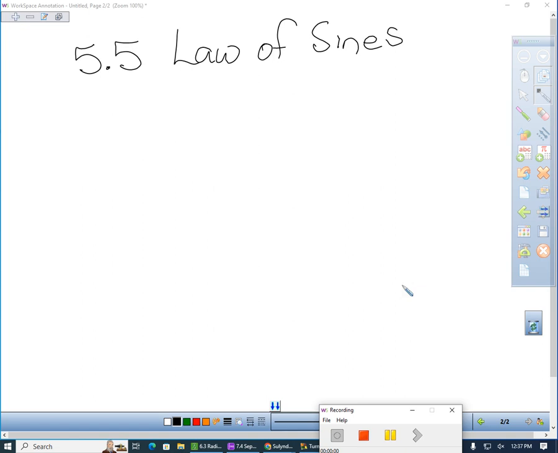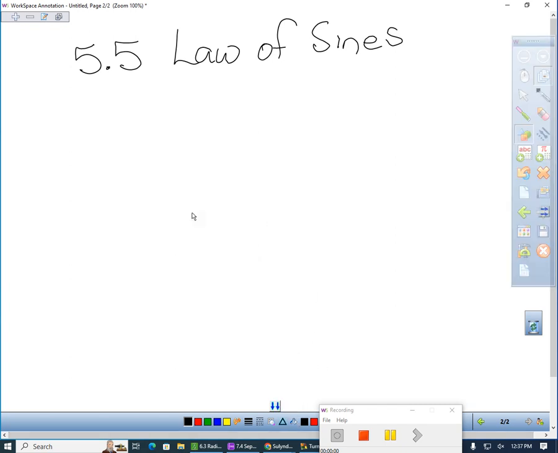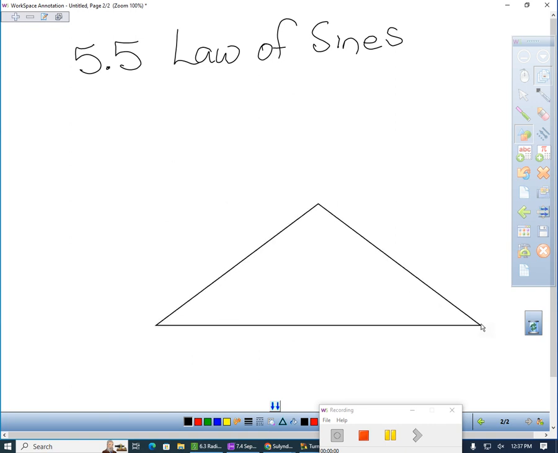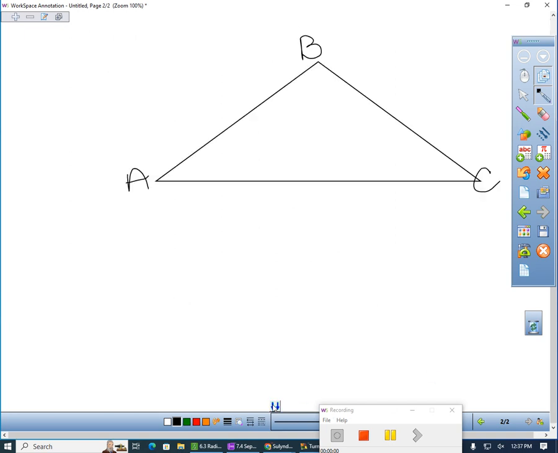So, first thing I want to talk about is if we have a triangle, because that's what we're talking about in this chapter. Let's say I have a triangle. Anytime we have a triangle, we have angle A, angle B, and angle C. We always use capital letters when we refer to the angles. Directly across from them is side a, side b, and side c. We use lowercase for the sides.